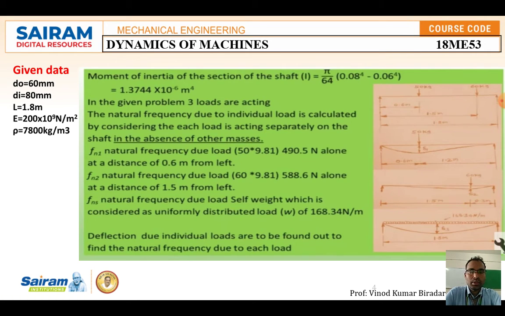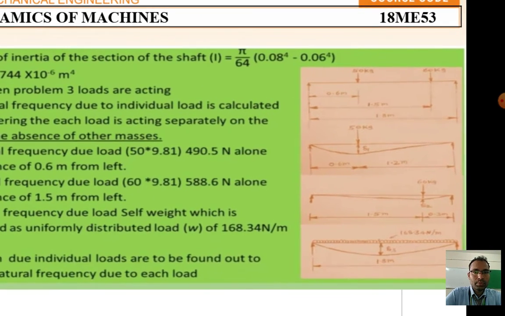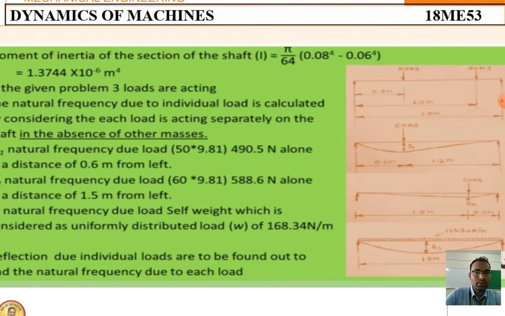Okay, so now look at the diagram here. I will explain the diagram. One particular hollow shaft is given, with a 50 kg mass acting upon it and a 60 kg mass acting upon it, at distances of 0.6 and 0.5, and the total length of the hollow shaft is 1.8 meter. Here you have to consider the forces, first the 50 kg load, and second the 60 kg load. If you apply the force here, the transverse vibration takes place like this. Again, in the second condition, if you apply the force, you are going to get the transverse vibration like this. So this is what we got.